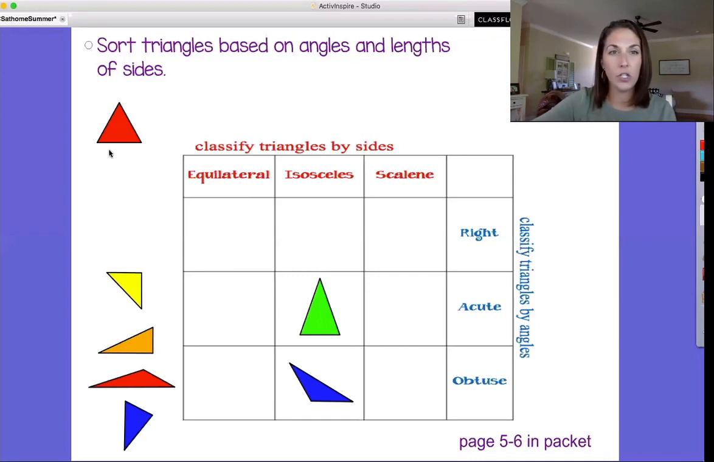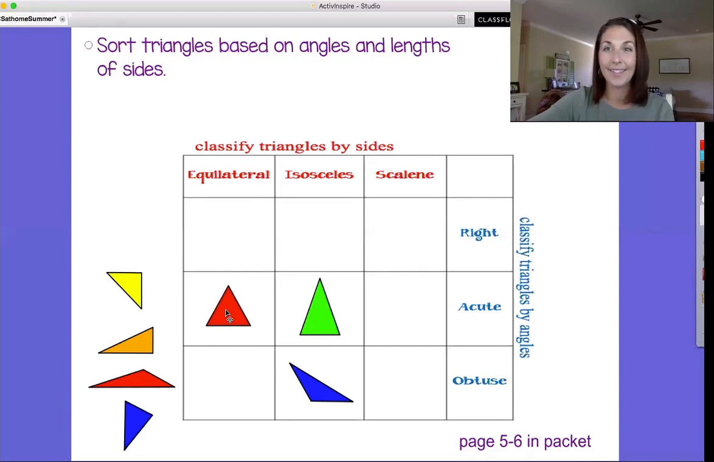So I see equal sides, and then I also see 3 angles that are all acute, that are all smaller than 90 degrees. So I'm going to put this into equilateral and acute because equilateral means equal lengths for the sides. Okay, let's look here at our next triangle.